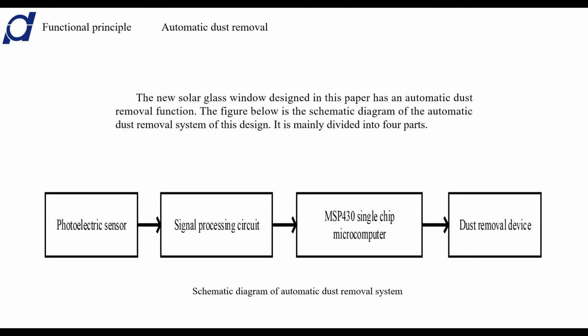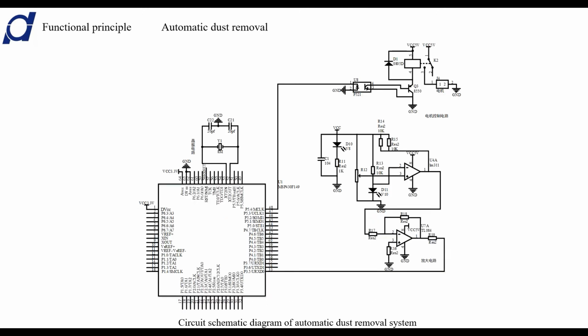The new solar glass window design in the paper has an automatic dust removal function. The figure below is a schematic diagram of the automatic dust removal system in the design. It's mainly divided into 4 parts. This is a circled schematic diagram of the automatic dust removal system.